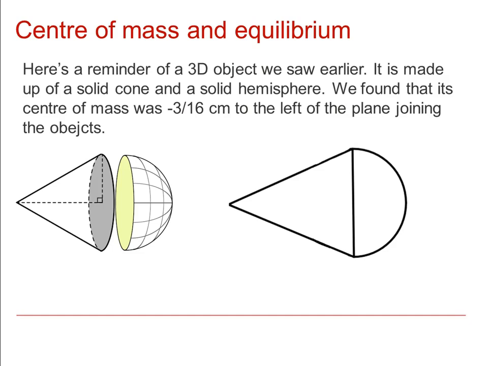Well, here's an object that we've looked at in previous videos, and we found, if you remember, the center of mass would lie along the line of symmetry, of course. We found that its position was 3/16 of a centimeter from the line where the two objects join together, so that this distance here was equal to 3/16 centimeters.